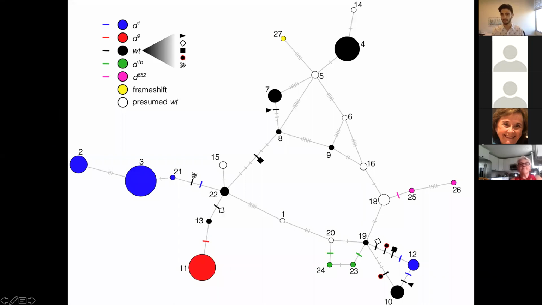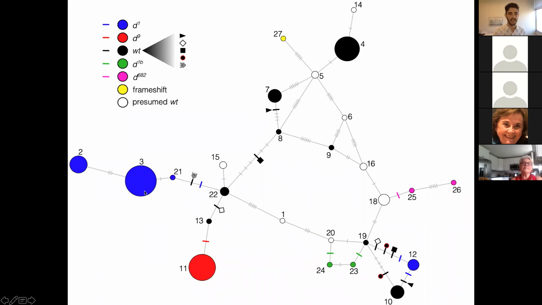Now, there's a lot on this screen, so I'll walk you through it. Each of these circles represents a different haplotype. The size of the circle represents how common it is in our data set in the population. And the color corresponds with the way we've grouped it, the diagnostic allele. So all of the blue haplotypes, 2, 3, 21, and 12 over here, carry the 1 base pair mutation.